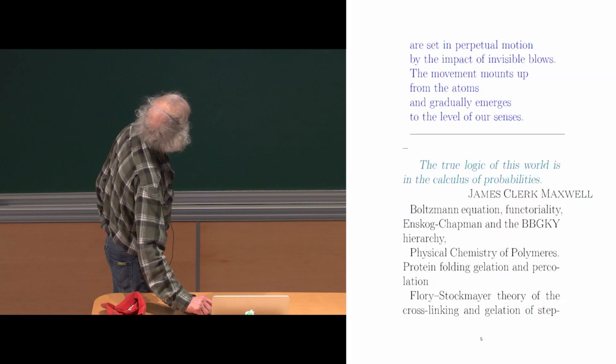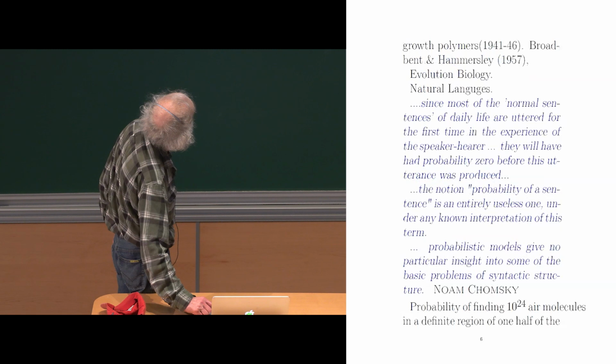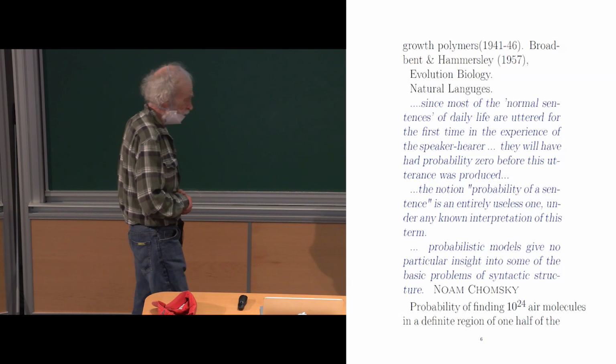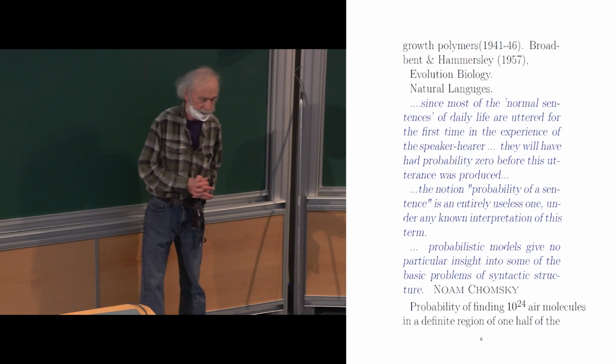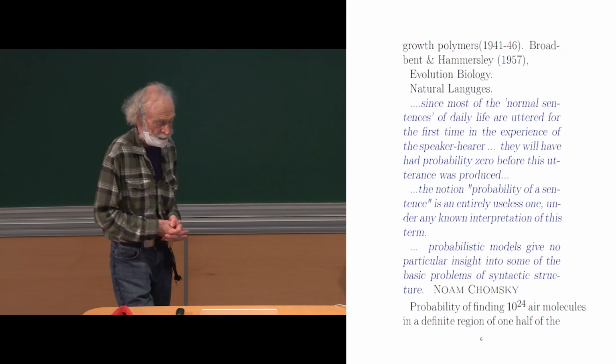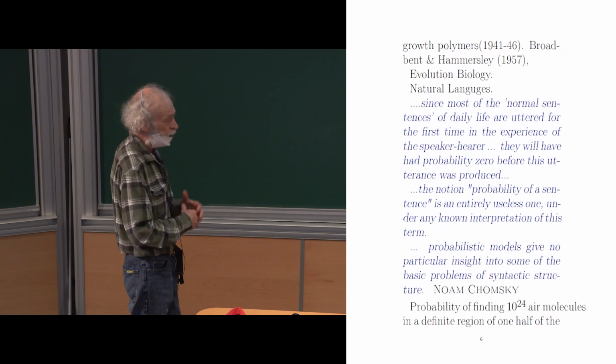Yeah, so Maxwell was one of the originators of statistical mechanics. But then there was, and still there is, much activity of studying languages probabilistically. And Chomsky was one who was very much against it, and he is still very much against it. And he's quite justified in saying that traditional probability is not good enough.